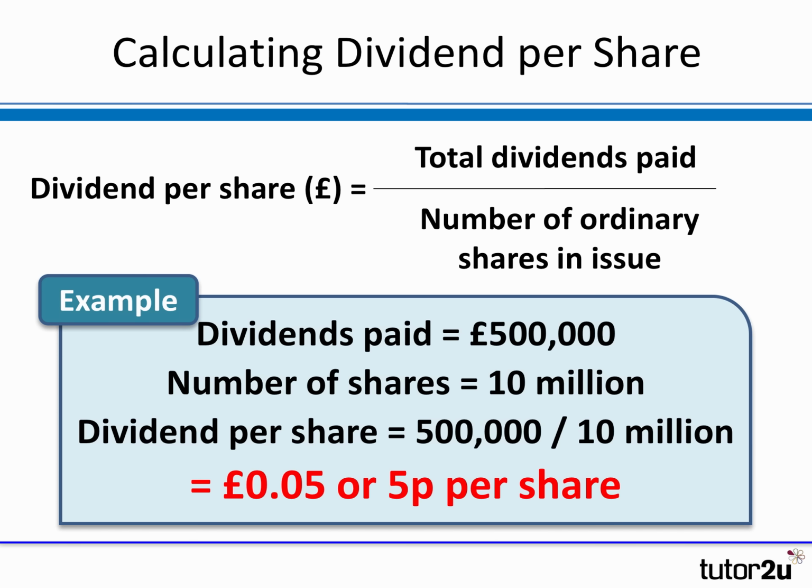Here's an example. Let's say that the total dividend paid by the company was £500,000. There were 10 million shares in issue that each qualified for a share of the dividend. That means that the dividend per share can be calculated by dividing £500,000 by the 10 million shares, and that should give you 5p per share. So for every share you hold of the 10 million, you'll get 5p dividend. And to work out your total dividend, simply multiply 5p per share by your shareholding.